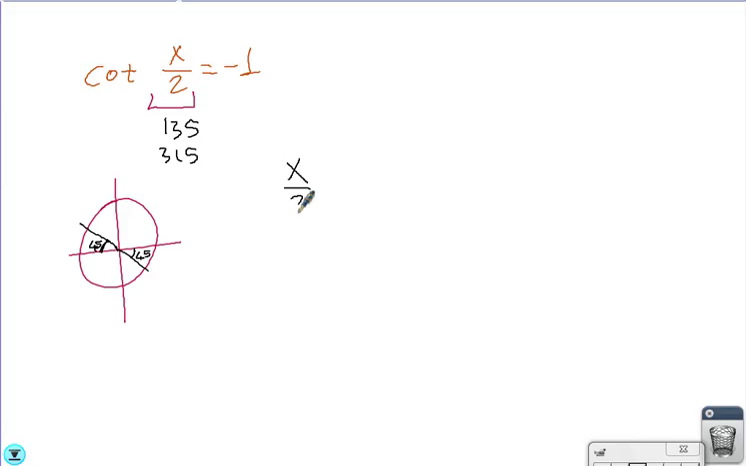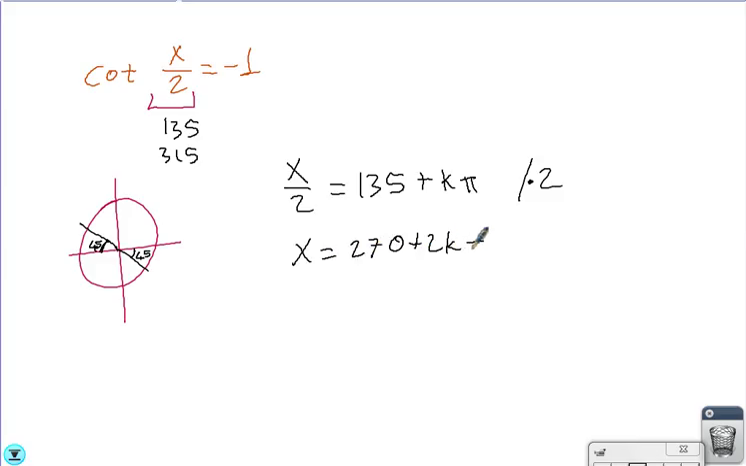So for tangent and cotangent, we have one answer. You may use any one of these two numbers, the first or the second, it doesn't matter. But the smaller is easier to use, that's why we use the smaller one. Plus k pi we add. With tangent and cotangent, plus k pi; with sine and cosine, 2k pi, and we have two answers. So then to remove the over 2, we multiply by 2. 135, 270 plus 2k pi.